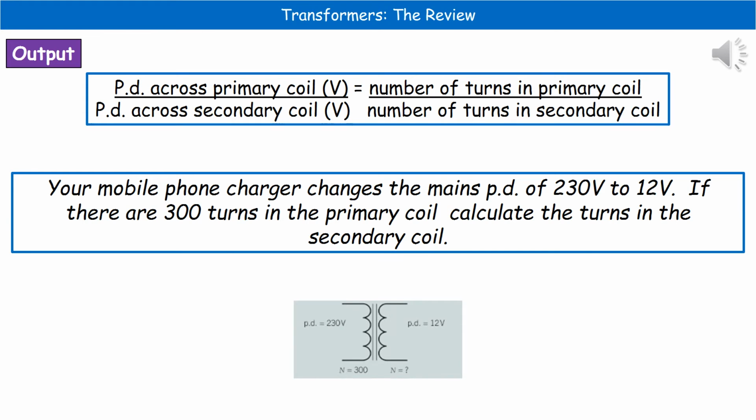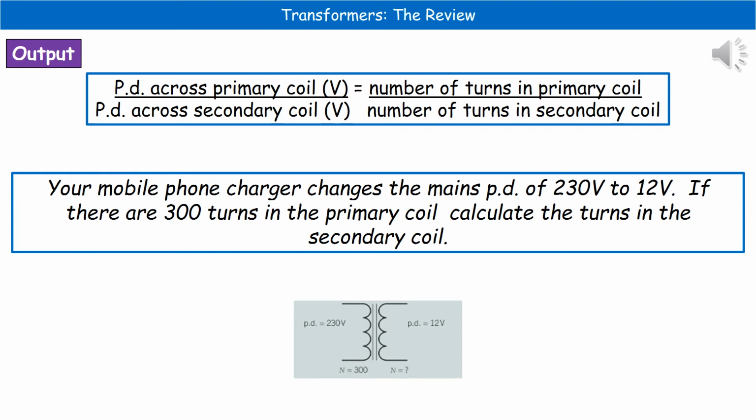And I'd suggest the best way to do this, which is going to allow you to do a quick check later on, is by drawing the simple diagram there. So we've got the two very simplistic coils on each side. Then you put your potential differences alongside. So our primary potential difference is 230 volts on the left there. And then our secondary is 12 volts on the right.